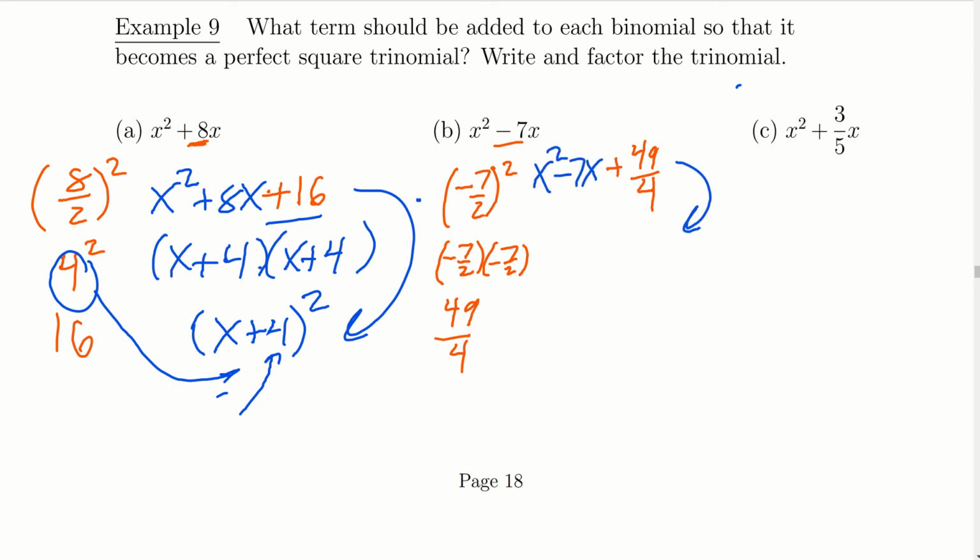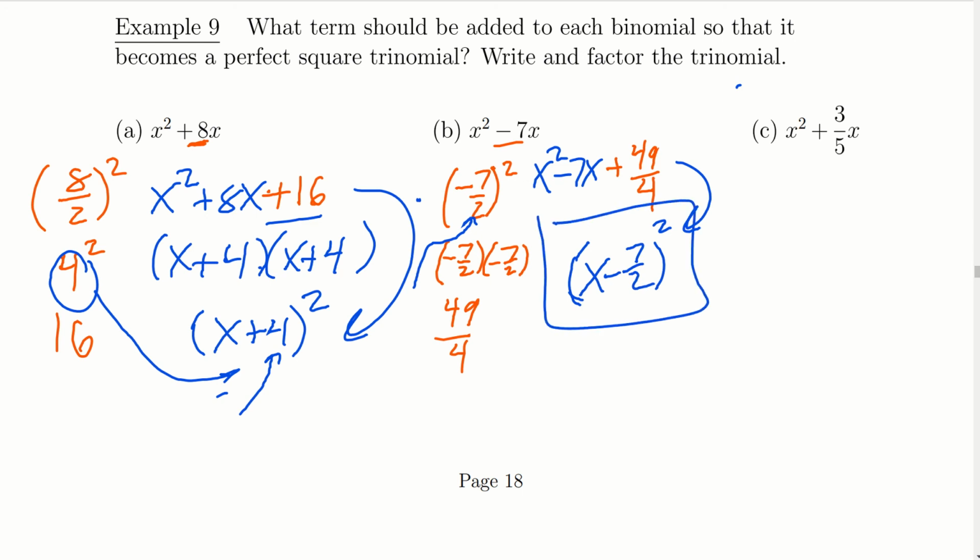With that number added, this will factor as a perfect square. It's going to be x, and then the thing that goes on the inside, again, should be what you get right before you do the squaring. So it's going to be x minus 7 halves. We'll do one more.